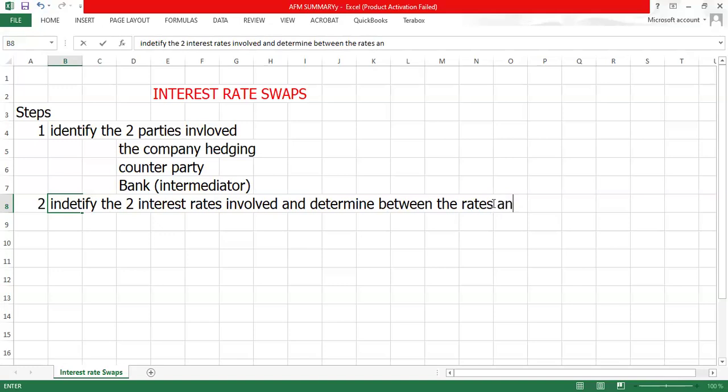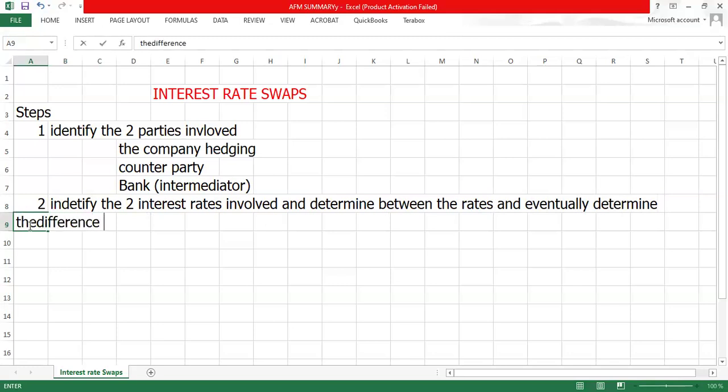At the end, from the difference between those two, the fixed rates and the floating rates, you will eventually determine the difference on the interest rate difference. Okay, this one I'm going to explain as we do the working.